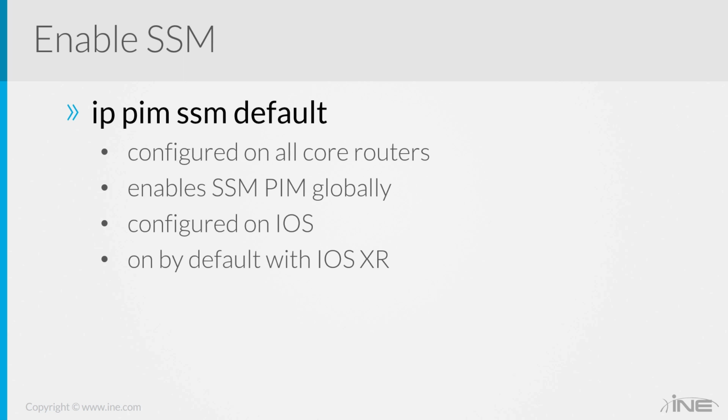Now, what we're going to do is enable SSM globally on all the routers. What ends up happening when you do this is you configure this on all core routers. On IOS, you have to type in ip pim ssm default, and you're good to go. And you might have noticed in the introduction, at the beginning of this section, that XR runs this by default, and you can see that with the 232 range. So we're going to be migrating to the 232 range as we go forward here. And the configuration is going to look something like this.